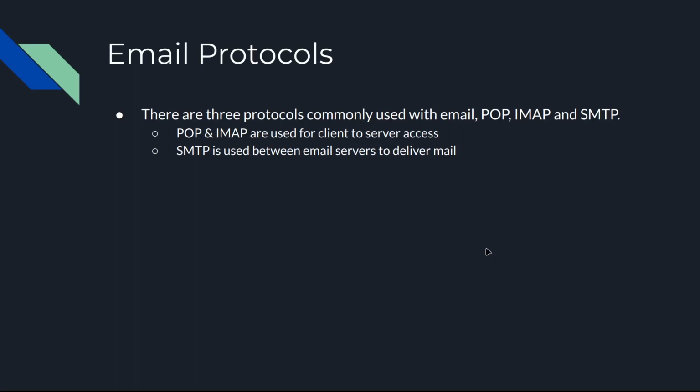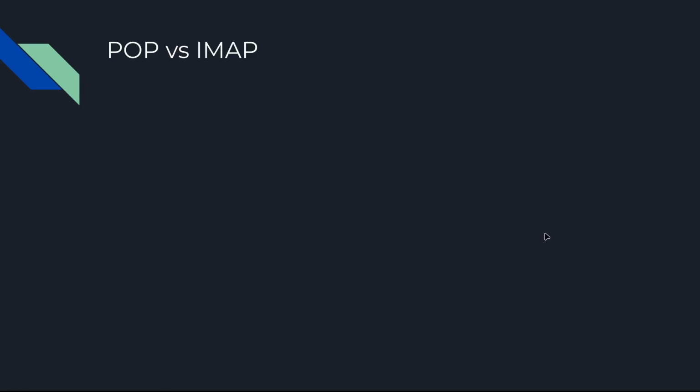So there are three protocols commonly used with email: POP, IMAP, and SMTP. POP and IMAP are used for client to server access. So any communication between a client and the server is usually done with POP or IMAP, more commonly IMAP, as you're going to see. SMTP is used to deliver email between servers, from one mail server to another.